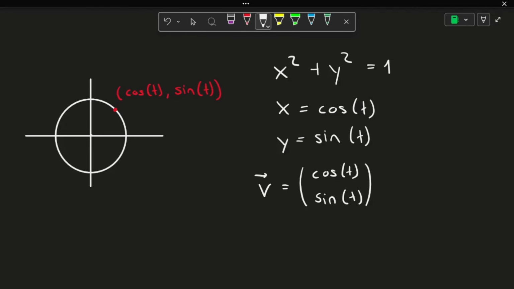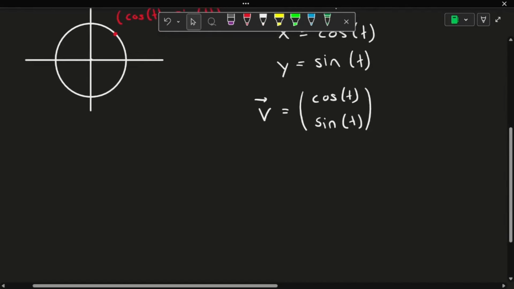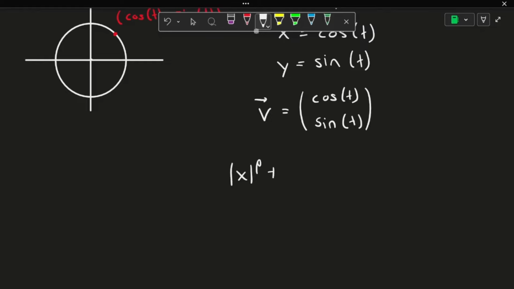But today's video is not about circles. It's about squircles, or so-called p-circles or generalized circles. They are defined by this equation here. Absolute value of x to the power of p plus absolute value of y to the power of p equals 1, where p is greater or equal to 1.